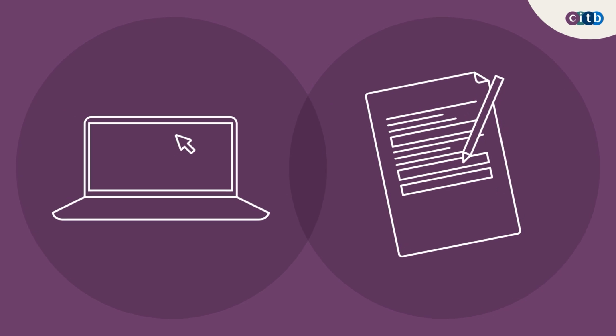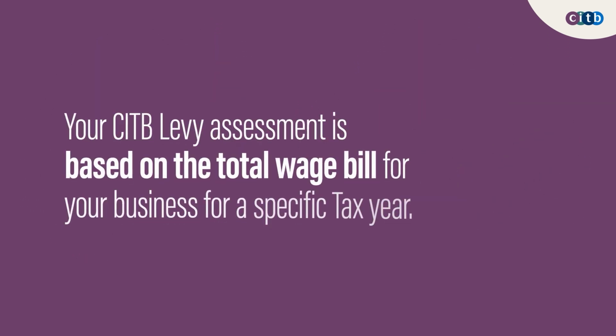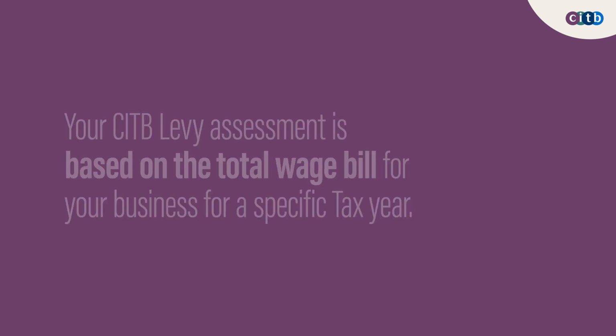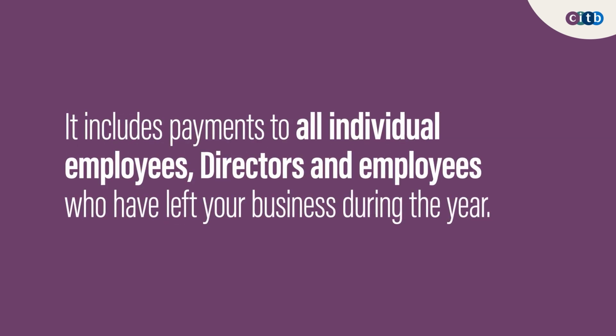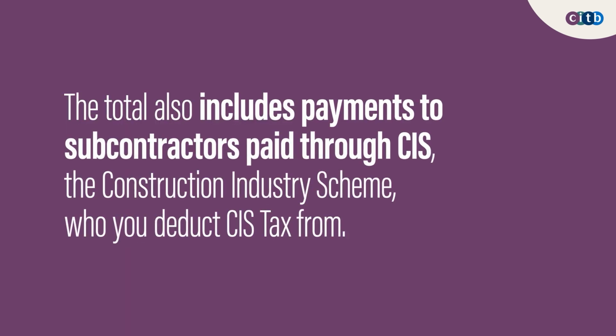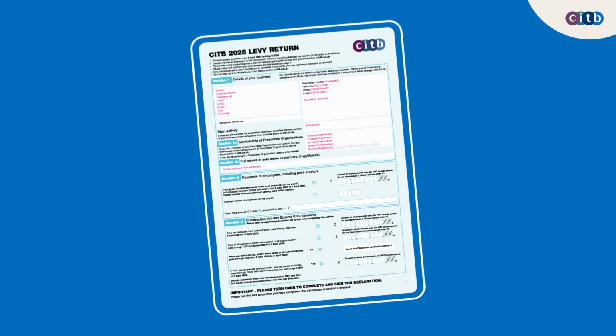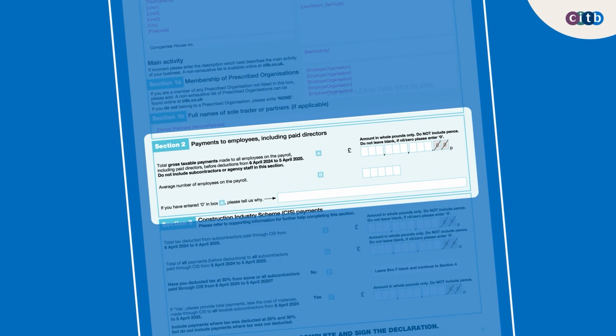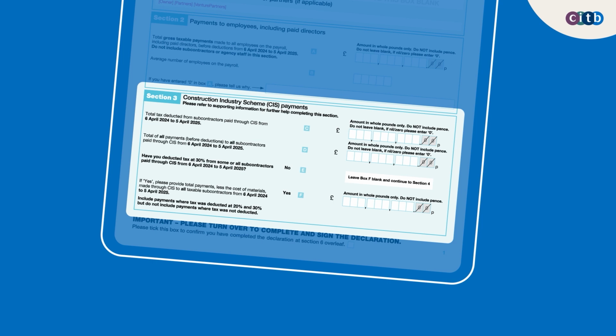You can complete your levy return online or via a paper form. Your CITB levy assessment is based on the total wage bill for your business for a specific tax year. It includes payments to all individual employees, directors, and employees who have left your business during the year. The total also includes payments to subcontractors paid through CIS, the Construction Industry Scheme, who you deduct CIS tax from. In this video, we will explain how to complete key parts of the levy return accurately.